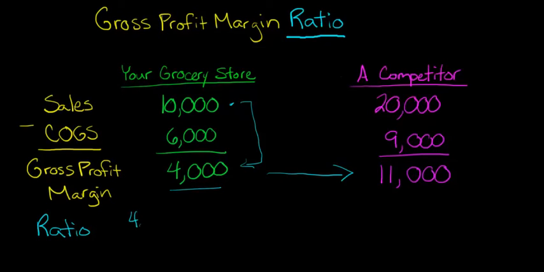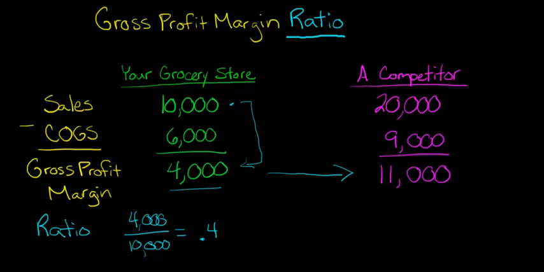The way we do that is we take the gross profit margin of 4,000 and divide it by their sales of 10,000, and that's going to yield 0.4. Now, what does that mean? That means that for every dollar of sales that comes through this store, 40 cents of it ends up coming down to gross profit margin.